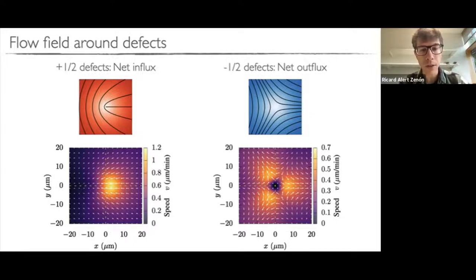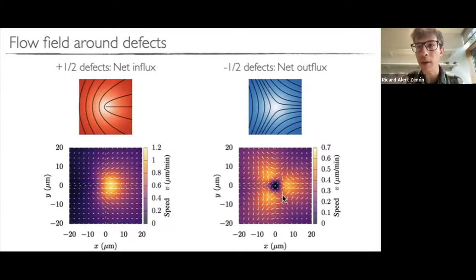And in this case, what the theory predicts is that there are three axes along which cells flow out of the core of the defect at a high speed. And then there are three axes along which cells flow into the core of the defect, but much more slowly, okay, at a smaller speed. And so this means that there's a net outflux of cells from these -1/2 defects, and therefore cells are becoming depleted from these points. And eventually this will lead to the opening of a hole as we saw in the experiments, okay?